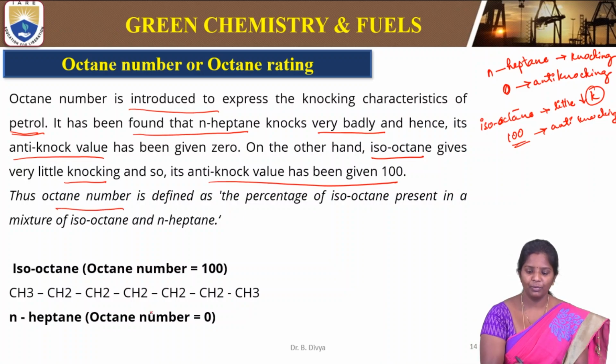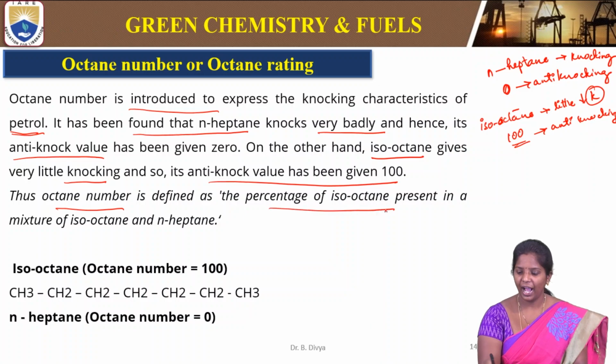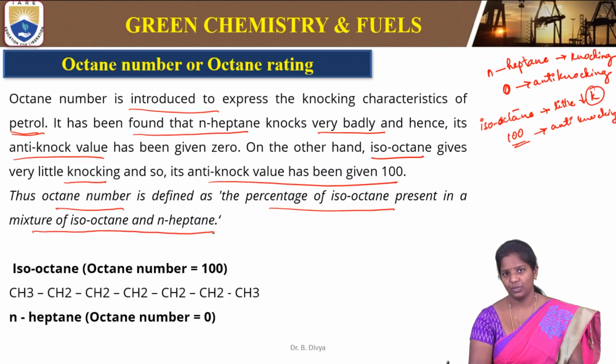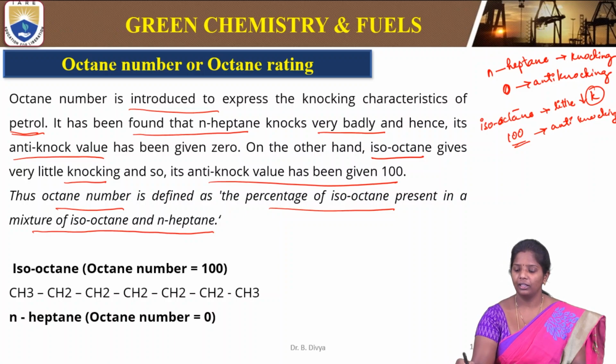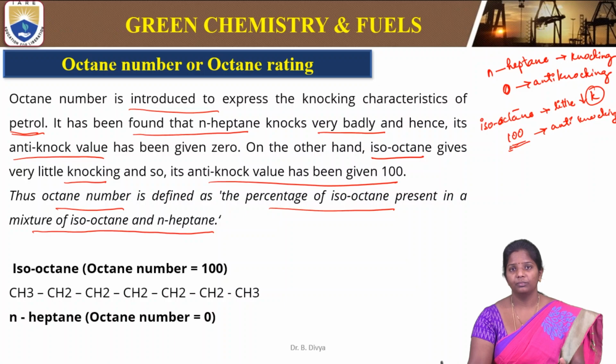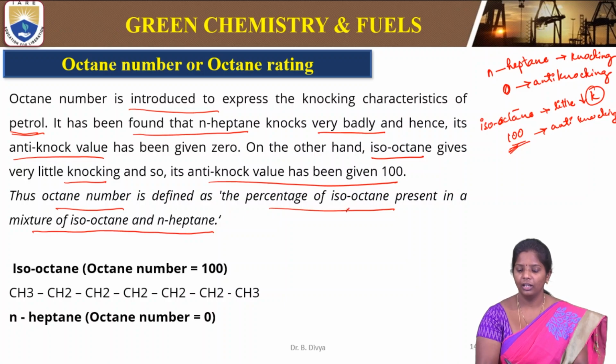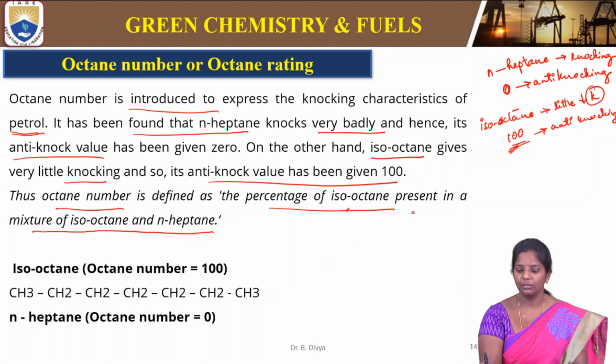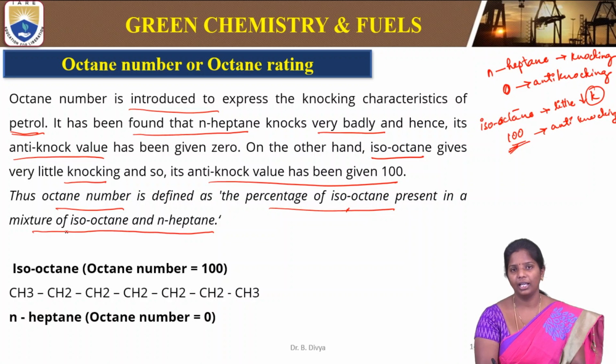Thus octane number is defined as the percentage of isooctane present in a mixture of isooctane and n-heptane. We generally favor 100% anti-knocking because we don't want knocking to happen. So that is the percentage of isooctane. The higher the percentage, the higher will be the anti-knocking property of that petrol.